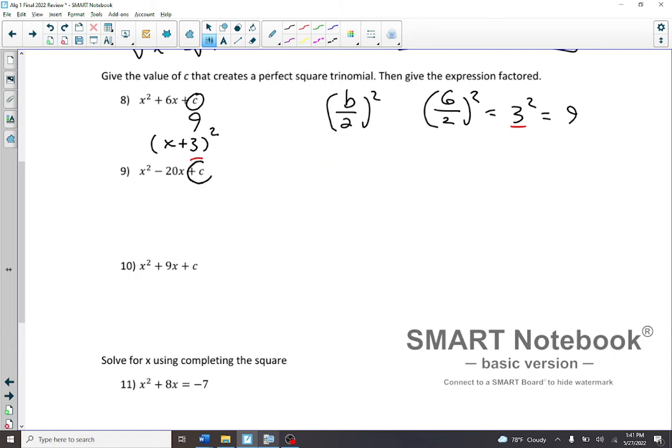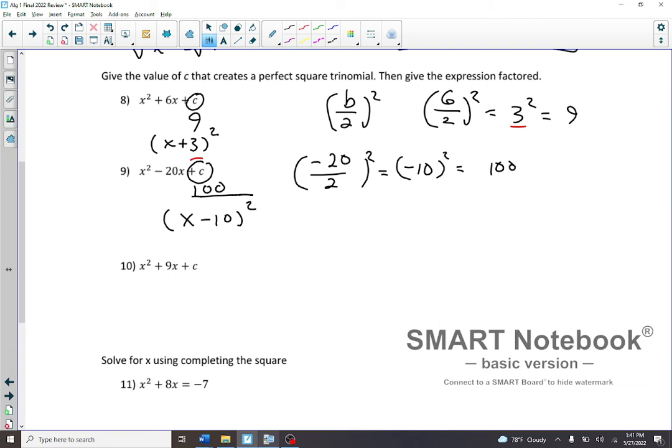Okay, we need the perfect C, which is b over 2 squared. So negative 20 over 2 squared, which is negative 10 squared, which is 100. So the perfect number is 100. And when factored, it's x minus 10 squared. And again, like I said earlier, the number inside will match the number before you square it.